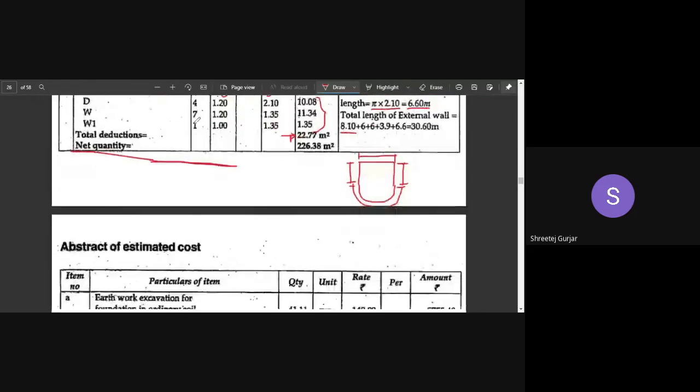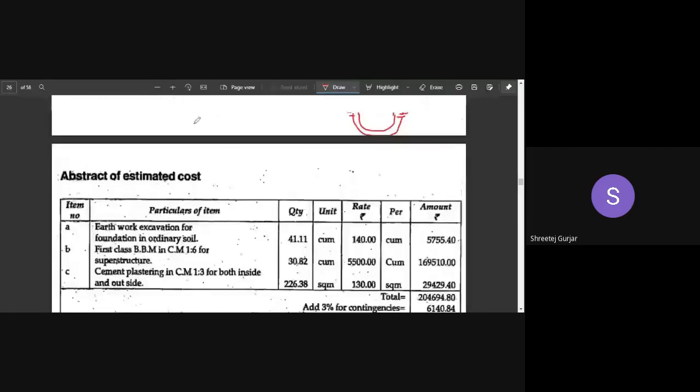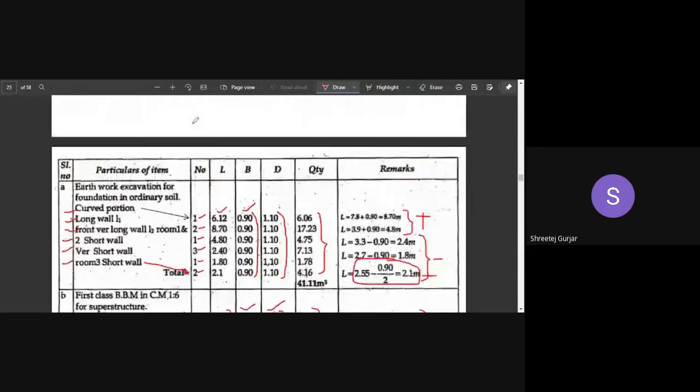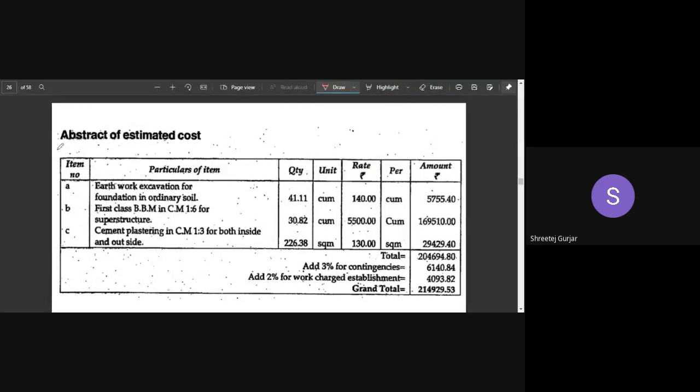So the second part of your estimate is always preparing an abstract. You do not provide your client with all these details. What you provide them is the abstract. The abstract consists of all this: particulars of items. They have asked us to calculate three: earthwork, brickwork, and cement plastering.